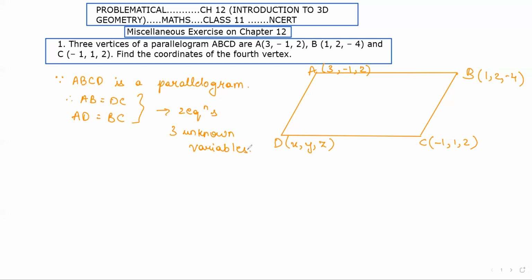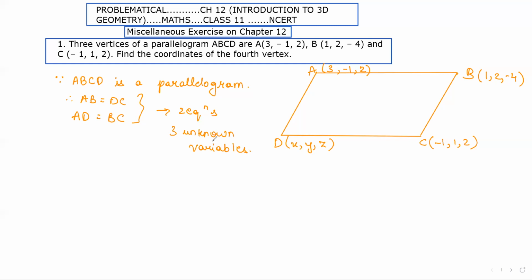We know that you can get the exact values of unknown variables as long as they are equal to the number of equations. So if you have two unknown variables, you have to have a minimum of two equations to get the exact values of those unknown variables. Here you have three unknown variables and two equations. So you will not get the exact values of X, Y, and Z. So what other approach can we take?